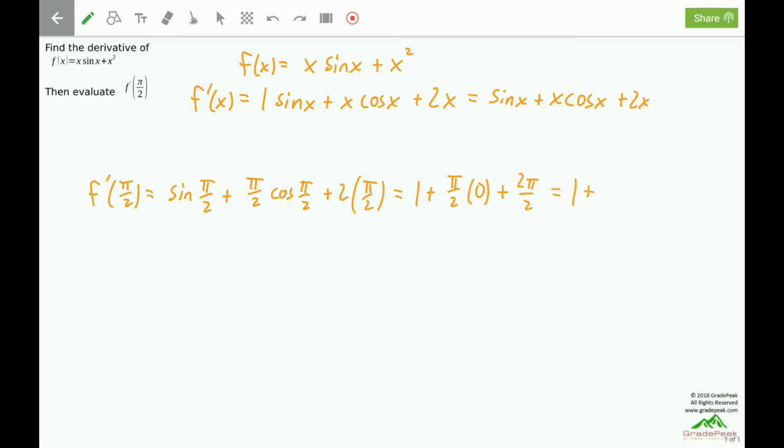We will have 1 plus a 0, which we don't need to write. And then the 2 pi over 2, the 2's can cancel, leaving us with just a pi. And we get 1 plus pi.